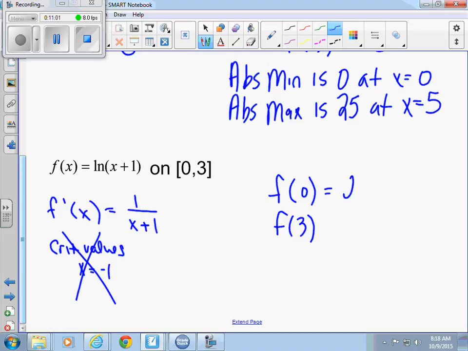So I get natural log of 1. What is natural log of 1? That is something you need to know. It is 0. You don't need to know natural log of 3, but you do need to know that it's bigger than 0. So this is my absolute maximum. This is my absolute minimum. How do we feel about candidates tests?